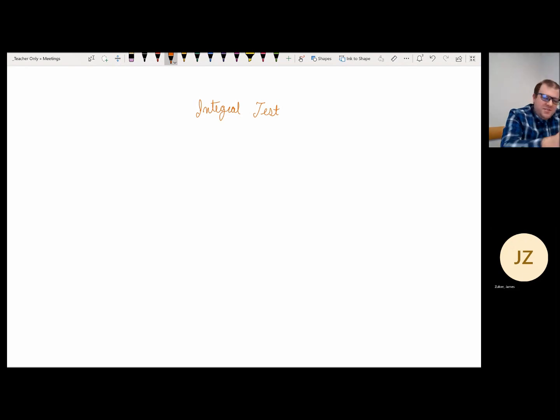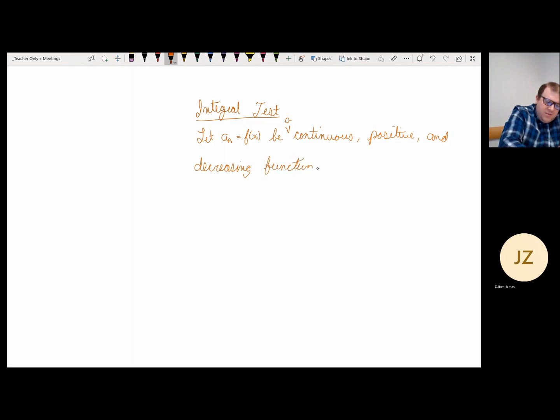I'm going to use the integral test. So replace a sub n with f of x, where f of x is continuous, positive, and decreasing on the interval 1 to infinity.